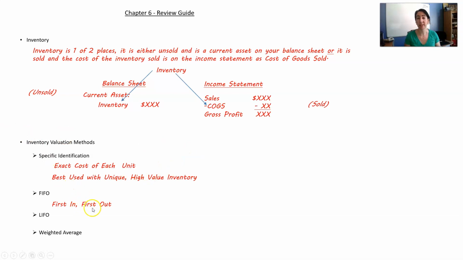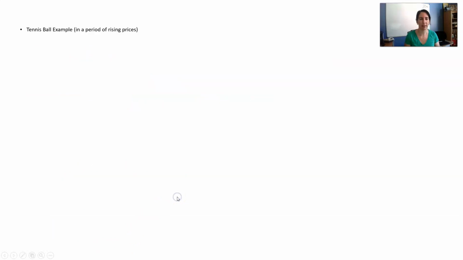FIFO stands for first in, first out, and we'll talk about that in a lot of detail in a minute. LIFO stands for last in, first out. Weighted average tends to fall somewhere in between FIFO and LIFO. It's a blending of costs. As you go along, you recalculate the average. Every time you purchase new inventory, you update the average cost of your whole inventory stock. And we're going to go through some examples on that.